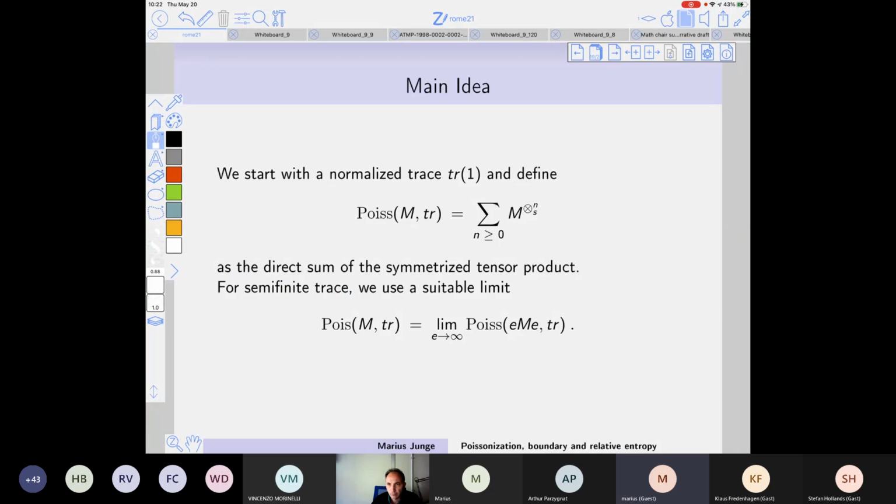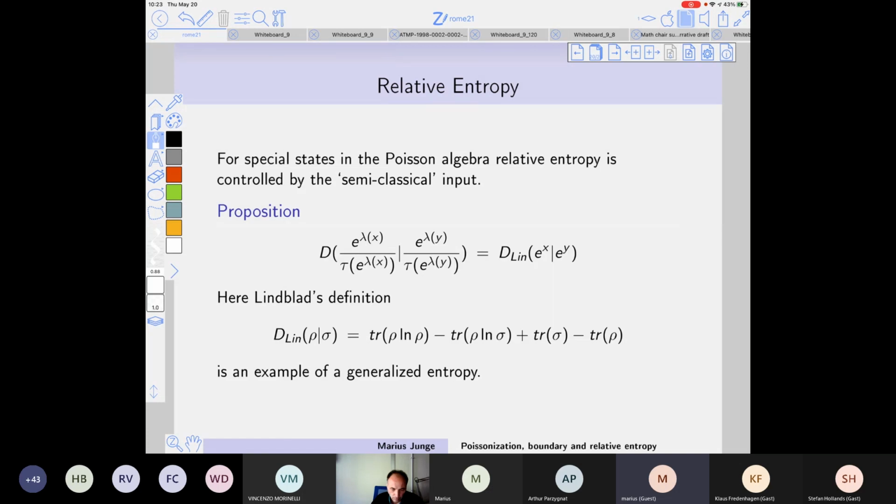So the main idea in these constructions is very simple. You simply take a limit of finite pieces, and for finite pieces, it's just a direct sum of symmetric tensor products. So we have a concrete way to calculate certain things. There are nice formulas which work for relative entropy.